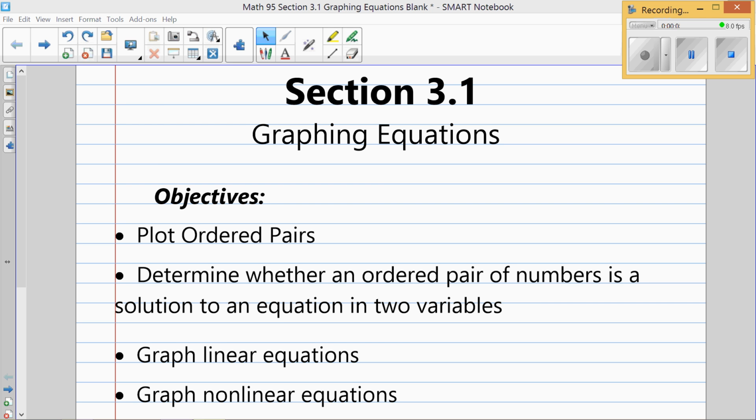Welcome to the lecture video for section 3.1 in Math 95. We're going to be talking about graphing equations. You can see the objectives. We're going to review how to plot ordered pairs, determining whether an ordered pair is a solution to an equation, and then we're going to talk about how to graph functions specifically from tables. So let's get started.